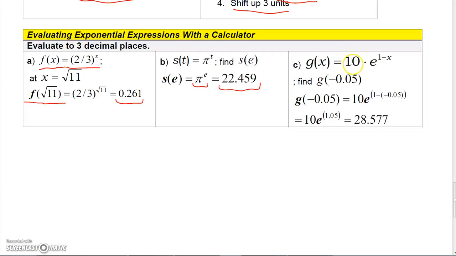And then if my function was 10 times e to the 1 minus x, and I wanted to evaluate it at x equal -0.05, well, just plug -0.05 in for x, and so you get 10 times e to the 1 minus -0.05, which is actually e to the 1.05. So that would be 10 times e to the 1.05. Plug that in your calculator and make sure you can get 28.577. And so that completes our discussion of exponential functions.